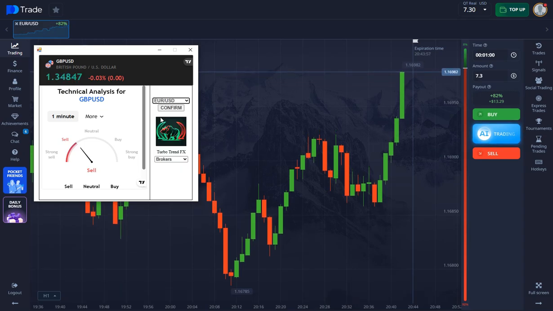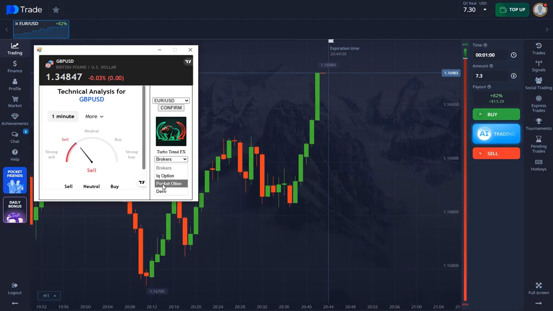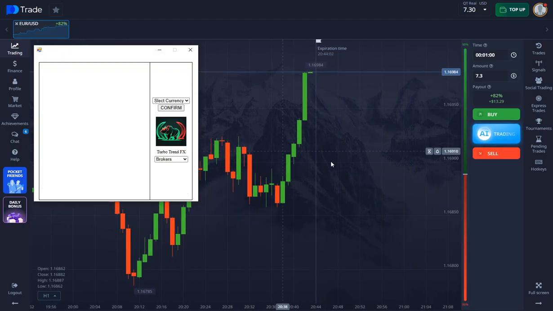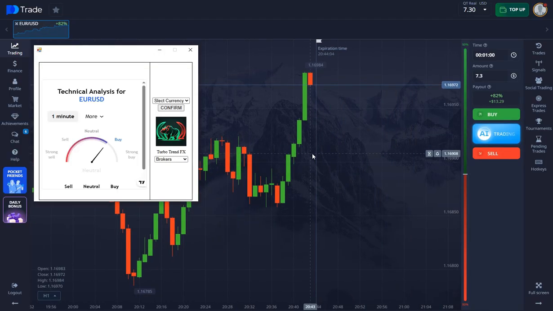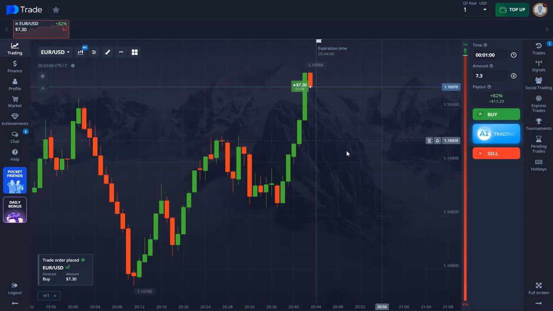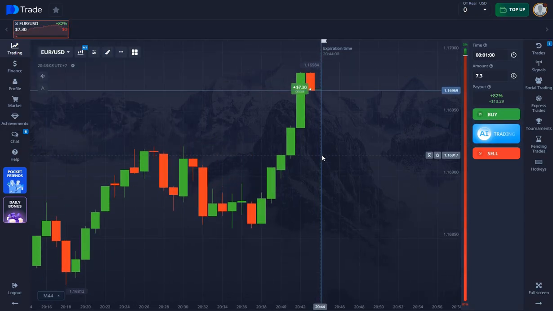Now I'm going to choose the right market first and then connect it to the Pocket Option broker before starting the trade. Everything is set up, the software is connected, and now it's time for me to place a trade based on the signal generated by the market analysis.